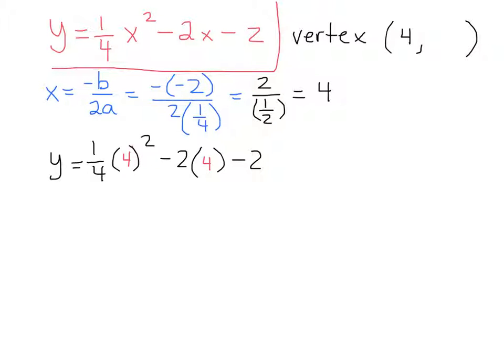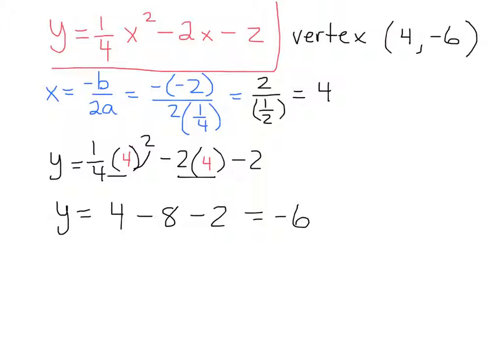Now notice what I did. I took the x value, the 4, and I plugged it in everywhere I see an x. And so I've got a 4 here, don't I? And I've got a 4 here, don't I? Now we need to evaluate that. So I've got y equals 4 squared is 16, and 1/4 of 16 is 4, minus 2 times 4 is 8, minus 2. And so this is going to equal 4 minus 8 is negative 4, minus 2 is negative 6. Okay? So my y value is negative 6. So boom, I've got the vertex.